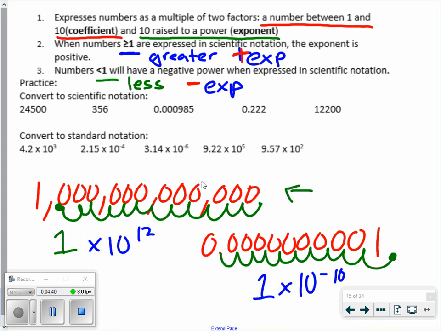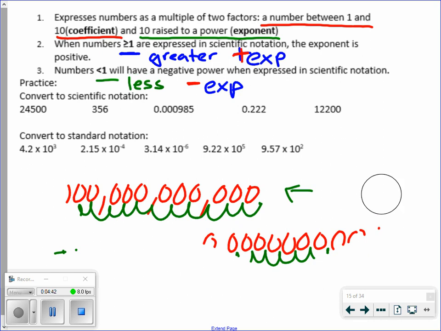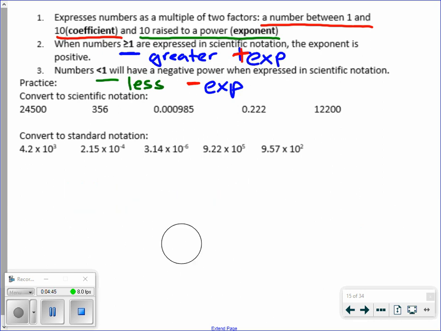Alright, so let's look at this first one. We got 24,500. Jake, where do you want to put the decimal? Behind the 2. Alright, so Jake wants to put the decimal behind the 2. I'm going to keep all those numbers, even those zeros. So I'm going to write 2.4500. I'm not going to get rid of anything, I just use my decimal.